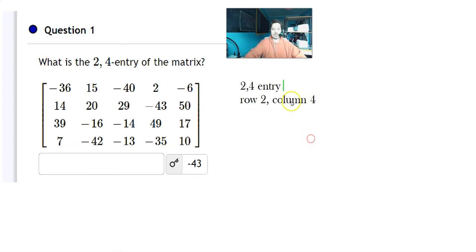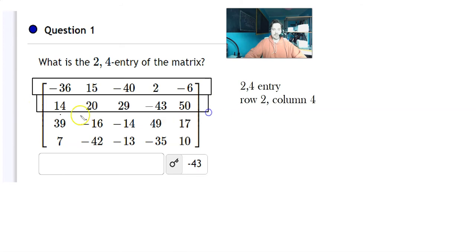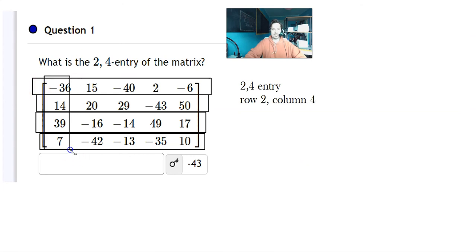Let's do a quick reminder of how matrices are structured. When you're going this way, and then this way, each of these is a row. And when you're going up and down, this is column 1, column 2, column 3, column 4, and then column 5, like this.